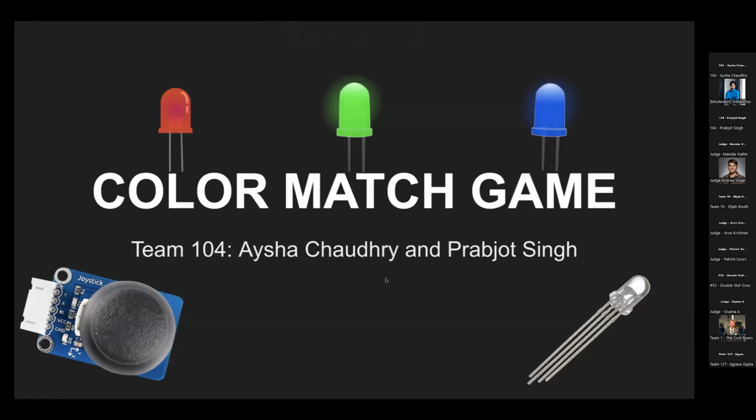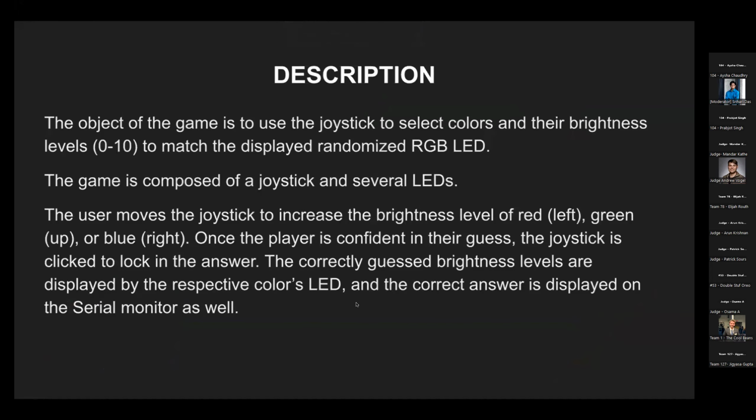Okay, sorry about that. Our project was a color matching LED game. The object of the game is to use a joystick to select colors and their brightness levels from 1 to 10 to match a displayed randomized RGB LED. It's composed of a joystick and several LEDs, and the user can use the joystick to increase the brightness level of each color. Move the joystick left for red, up for green, and right for blue.